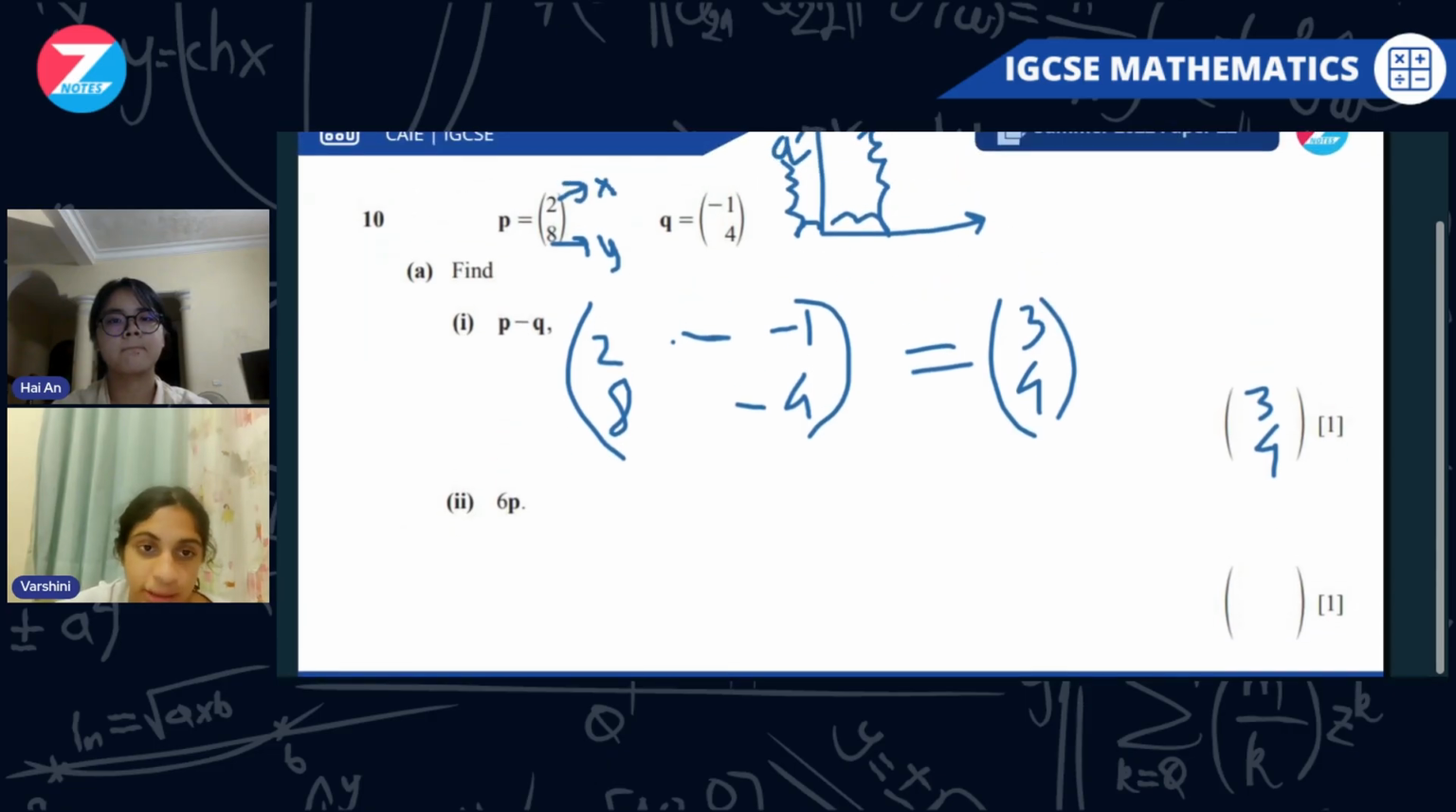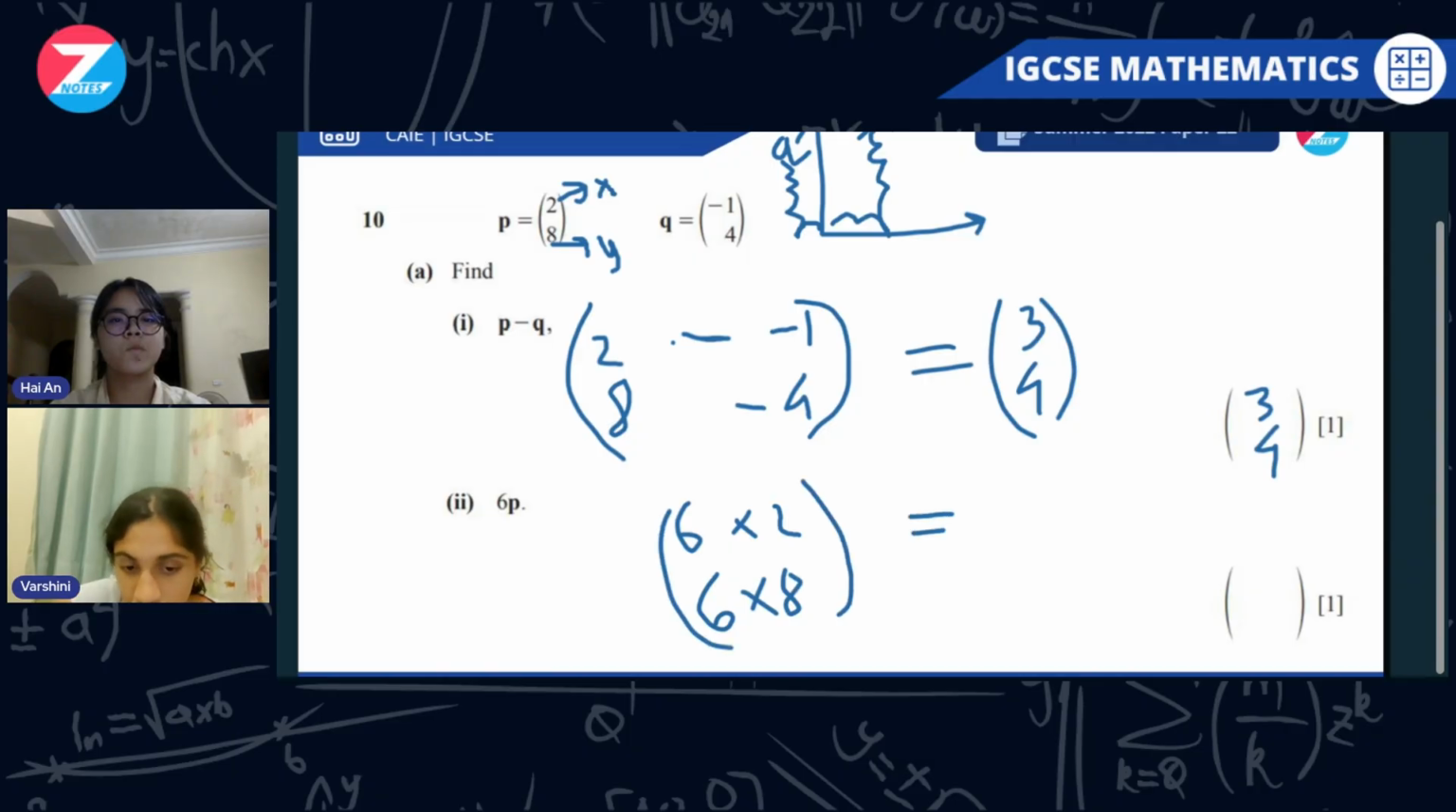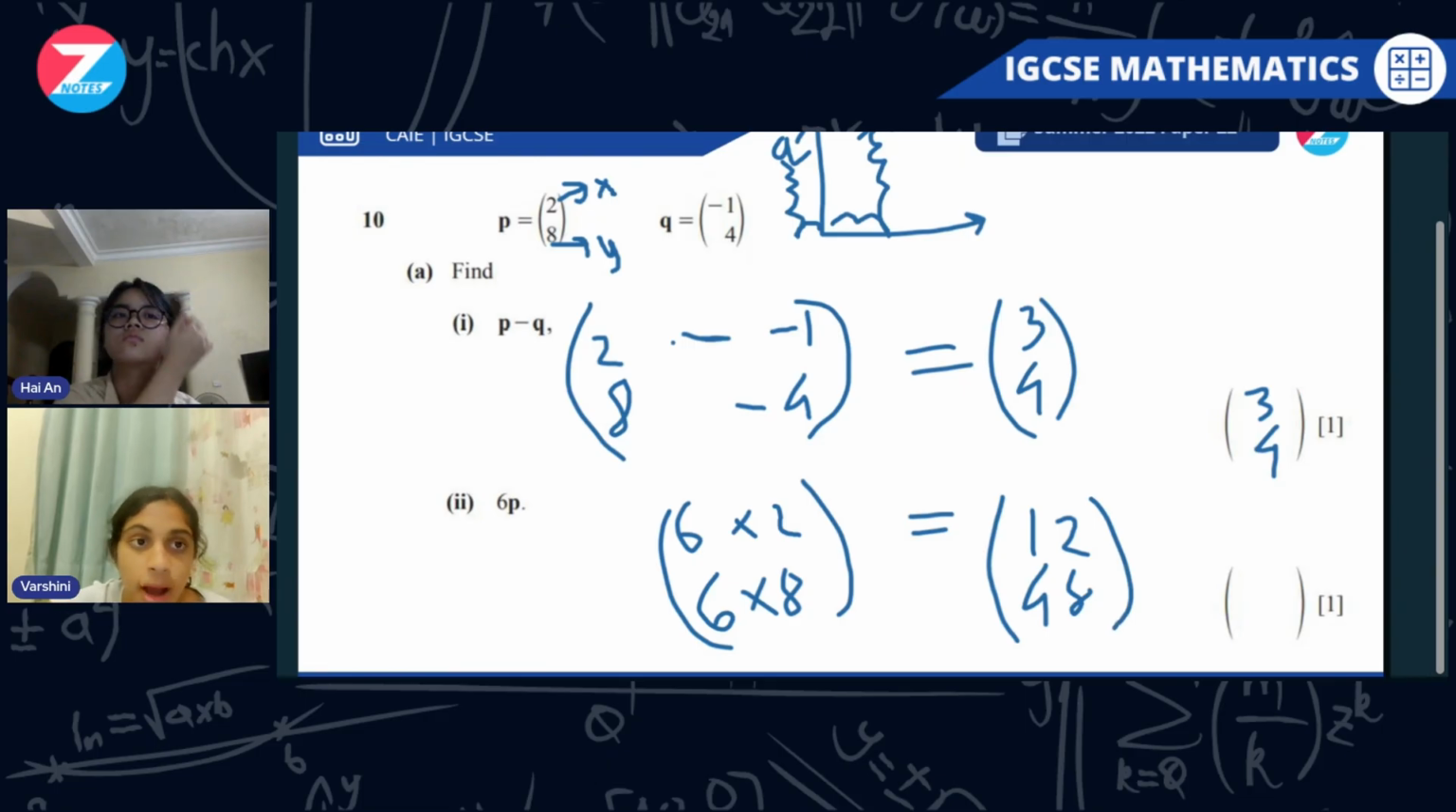Okay, so next they want 6p. So we know that we multiply a vector, again we have to multiply both the top and the bottom. So 6p is going to be equal to 6 into 2 and 6 into 8. So that's just going to give us 12 and 48. And remember, these are vectors, they're not fractions, so we can't simplify the fraction. We can't divide 12 by 48 and make it 3 by 4. They're vectors, so we have to keep this as 12 and 48.